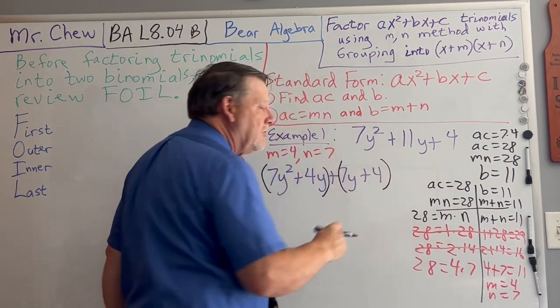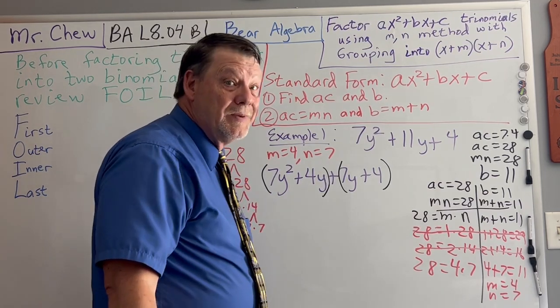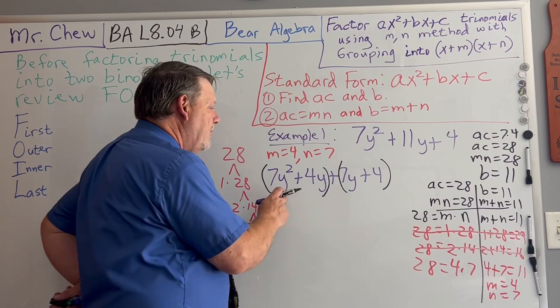Here's where you couldn't use any shortcut you might have used when we were doing just the x squared plus bx plus c's. What do they both have in common?